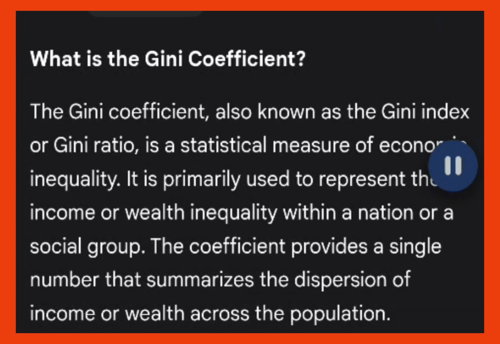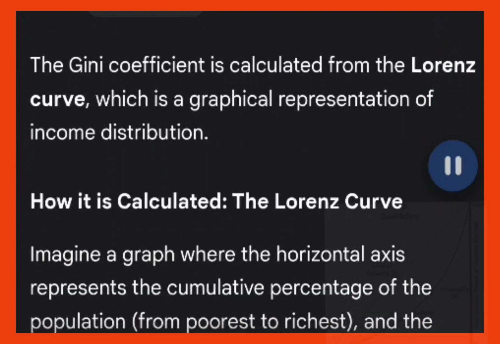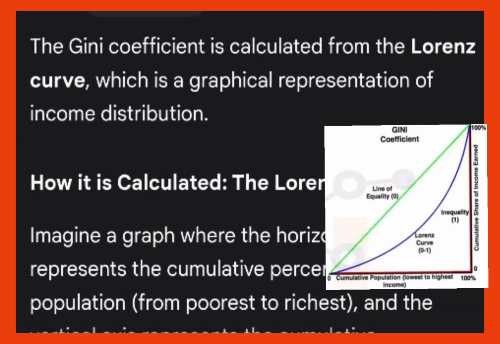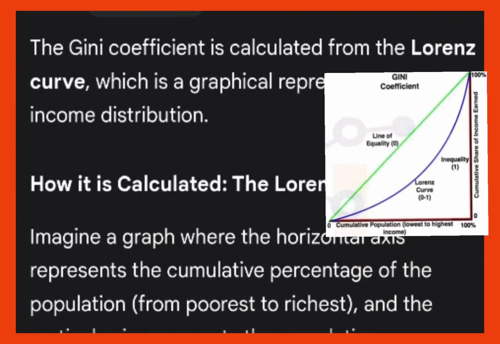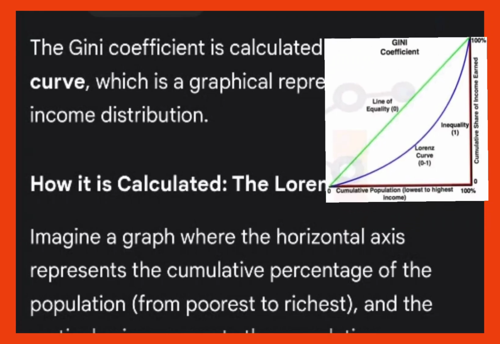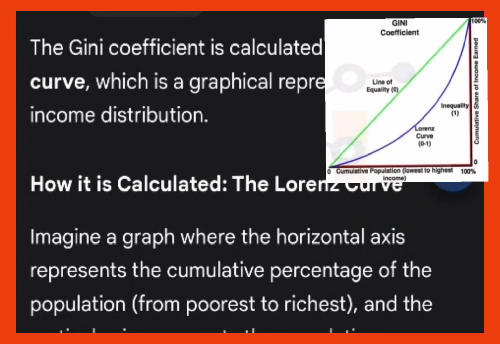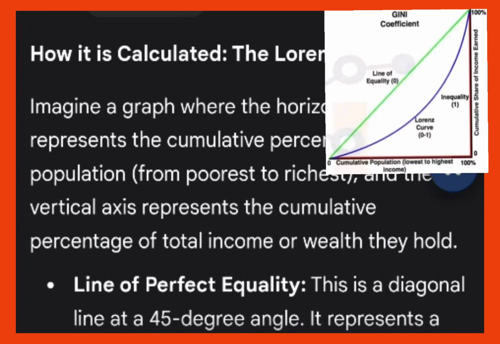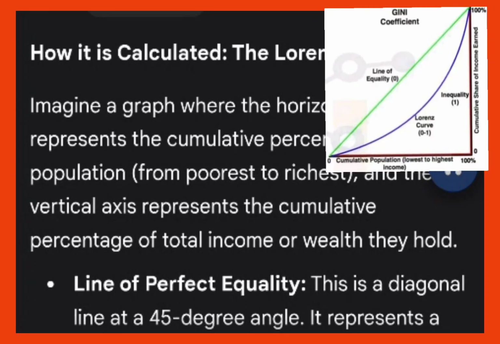The Gini coefficient is calculated from the Lorenz curve, which is a graphical representation of income distribution. How is it calculated? The Lorenz curve. Imagine a graph where the horizontal axis represents the cumulative percentage of the population, from poorest to richest, and the vertical axis represents the cumulative percentage of total income or wealth they hold.